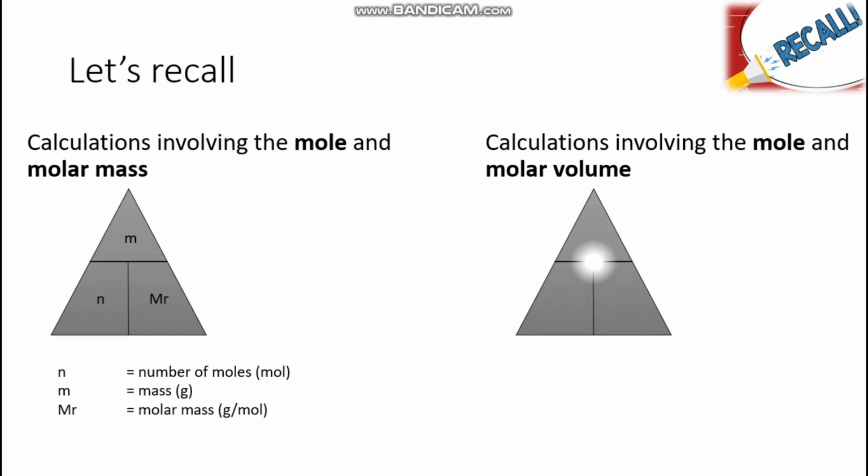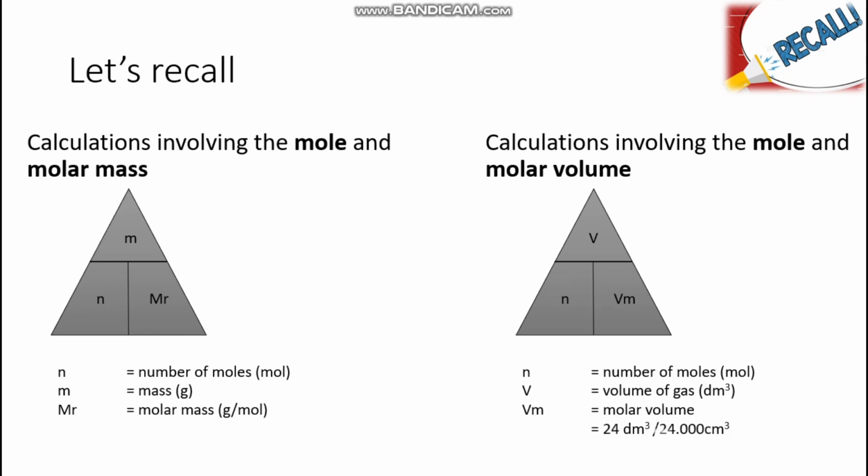And then the simple triangle that shows calculation involving the mole and molar volume consists of N, V, and Vm. N is number of moles, the unit is mole. V is volume of gas, the unit is decimeter cubed. And Vm is molar volume, as the value is 24 decimeter cubed or 24,000 centimeter cubed.